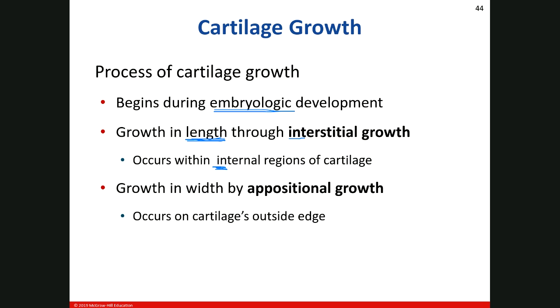That's also how it gets thicker, because if you look, the bones in our bodies are much thicker than when you were 2. Same type of scenario here. Like a tree grows thicker, so does our cartilage. We refer to that as appositional growth. This cartilage will grow in width, and this happens on the outside edge of the cartilage. The perichondrium is responsible for that.